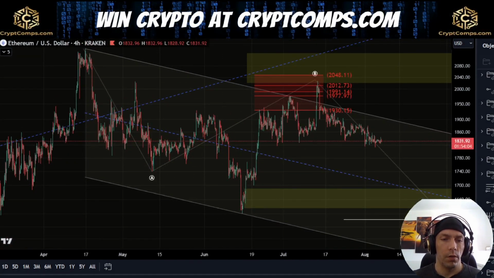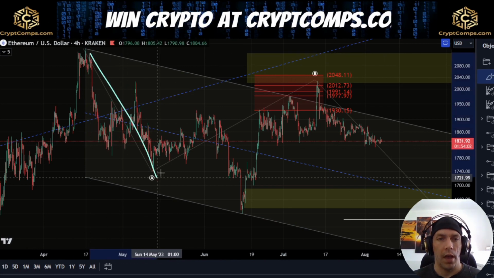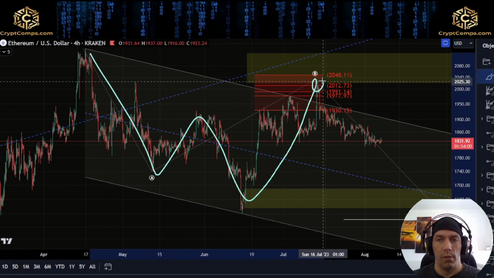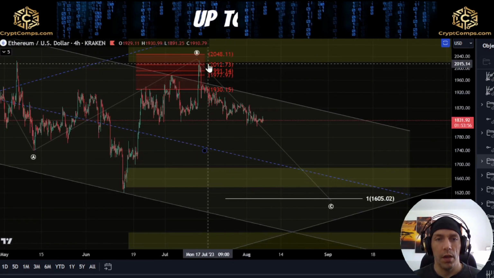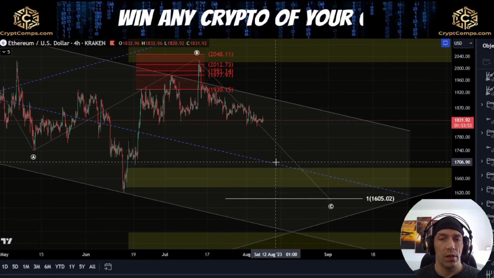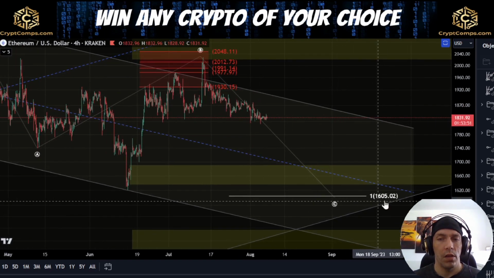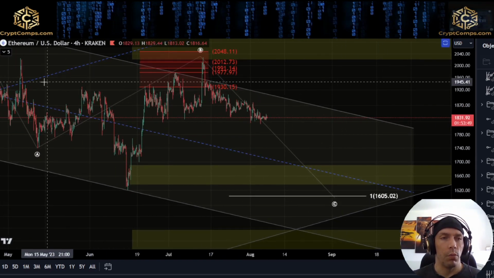So within this count, effectively what we'd be saying is that this is a B wave, and then we could still be looking for the C wave down. So this is why I'm looking out for this possibility of this impulse starting over here to the downside. 1605 is going to be the 1-to-1 if this is the case.